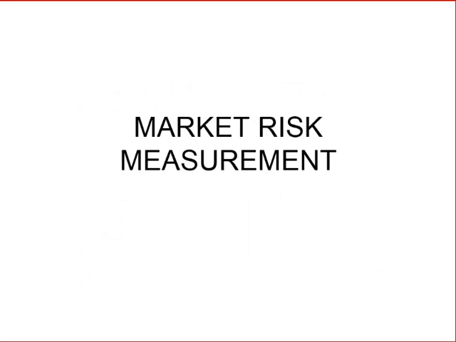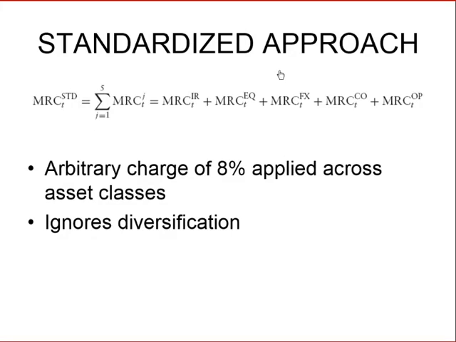We'll now learn how we can keep a charge for market risk in Basel II. So in the standardized approach, as was done in Basel I, or rather even in Basel II, in the standardized approach, there's an arbitrary charge of 8% applied across asset classes.